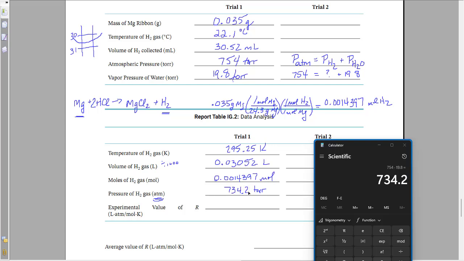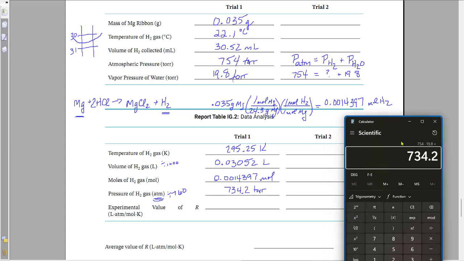What I've done here is torr, which is fine, but to get to atmospheres, I then have to divide by 760. Okay, that's just a conversion from torr to atmospheres. So I'm going to take my number, divide by 760. Now again, cross this out because we both know now we don't want torr. And again, I'm going to keep some of these decimal places. Okay, so 0.966053 maybe.